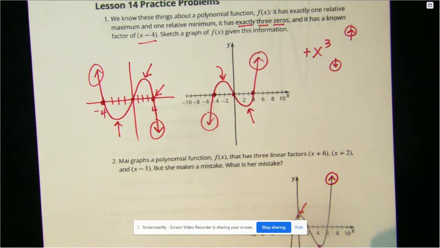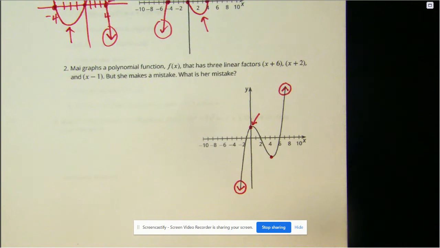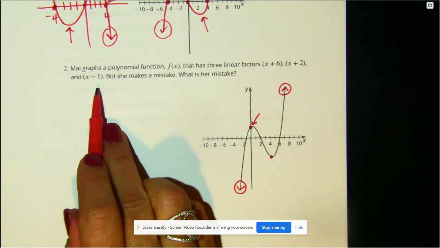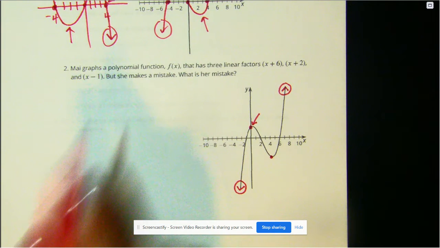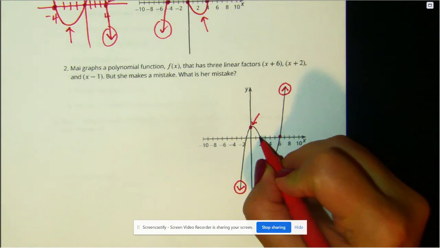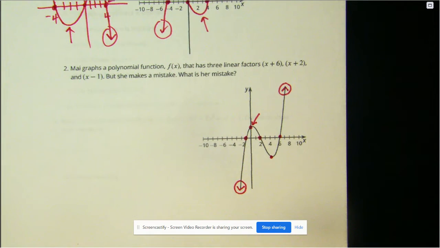Lots of possibilities. Number 2, Maya graphs a polynomial function f of x that has 3 linear factors, x plus 6, x plus 2, and x minus 1. But she makes a mistake. What is her mistake? Well, let's look. She graphed it 6, 2, and negative 1.